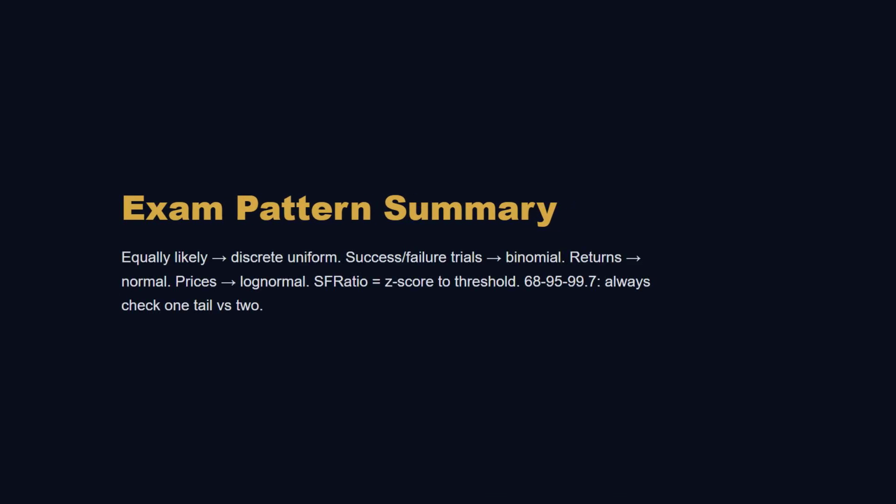Exam patterns to make automatic. If the question says equally likely outcomes, think discrete uniform. If it says success-failure trials with constant probability, think binomial. If it asks about the distribution of returns, think normal. If it asks about the distribution of prices, think lognormal.